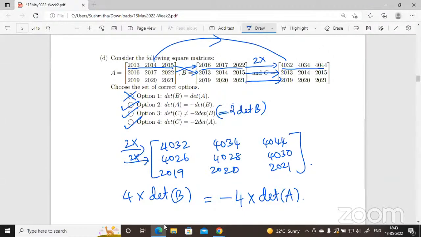Ma'am, I have a question here. Ma'am, can you hear me? Yes. Option 4, the determinant of C should be 2 times the determinant of A, right? No, there is a row interchange here, so there is a minus sign.